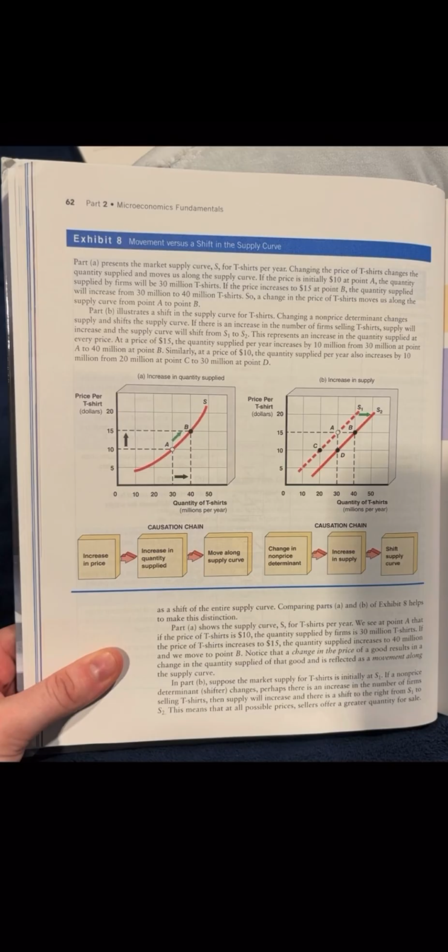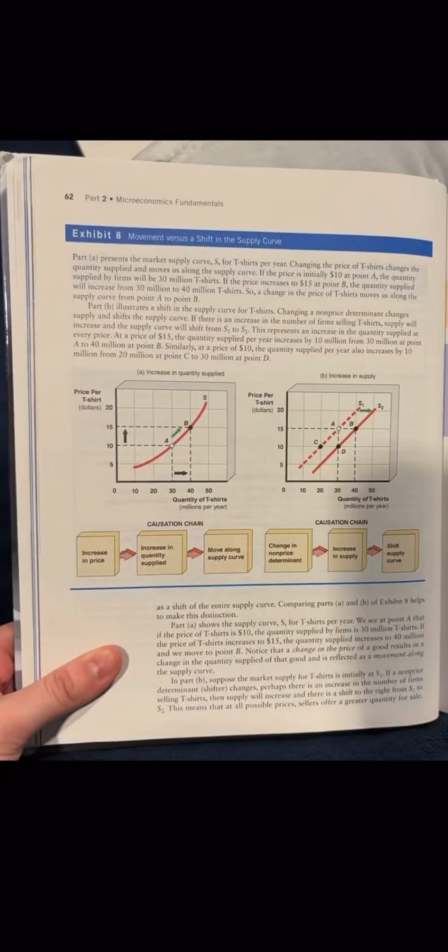Comparing parts A and B in Exhibit 8 helps us make this distinction. Exhibit 7. Non-price determinants of supply. I will not go over this, but you're welcome to look at it. Exhibit 8. Movement versus a shift in the supply curve.